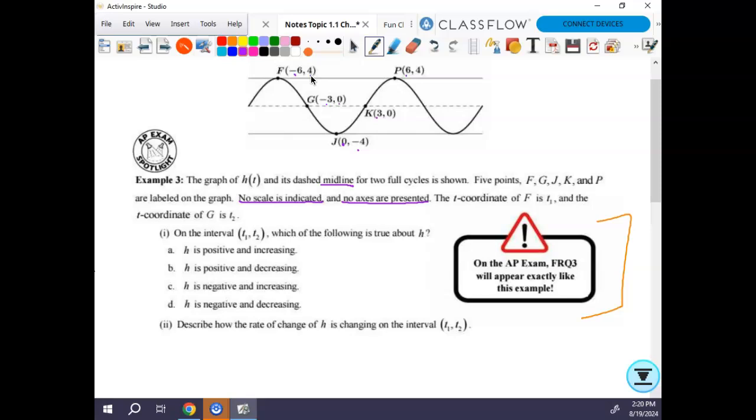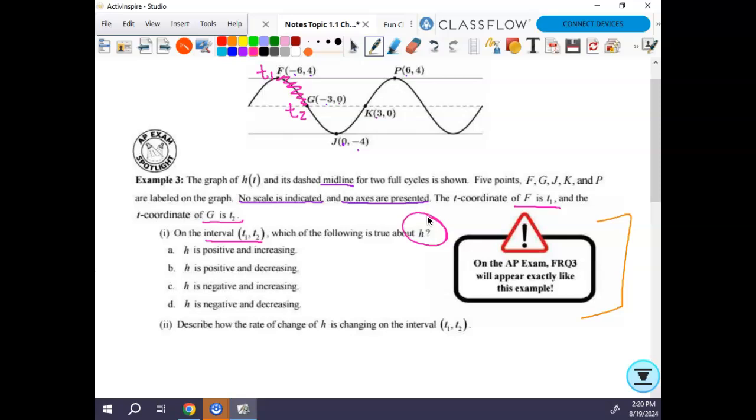All right, but that's not really what this question is about. So it says the t-coordinate for F is T1, so I'm going to put a T1 here, and the t-coordinate for G is T2, so I'm going to put a T2 here. Then it says on the interval from T1 to T2, and it's telling me it's an interval, so it's this part of the graph, which of the following is true about H? We're only being asked about the function. So do I need to look at the fun chart right now? No, I don't need it. It's not going to help me any.